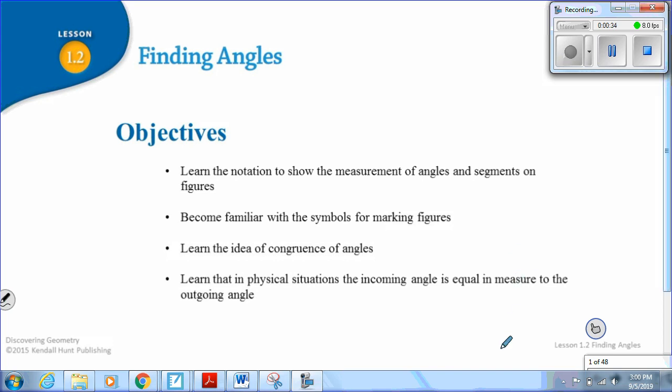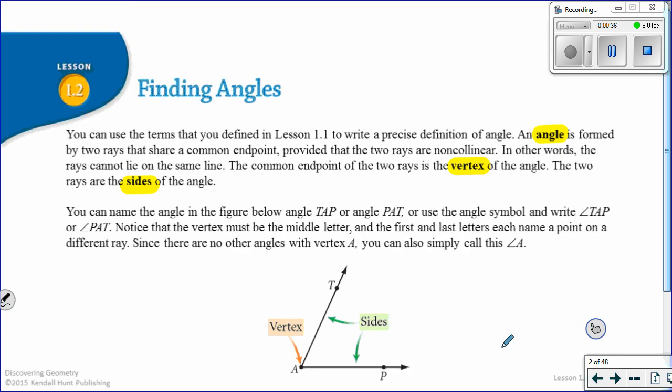Okay, so anything I have highlighted is a vocabulary word. Please make sure to have that in your notes. You do not have to do this word for word. Please don't do it word for word. It'll take you too long.